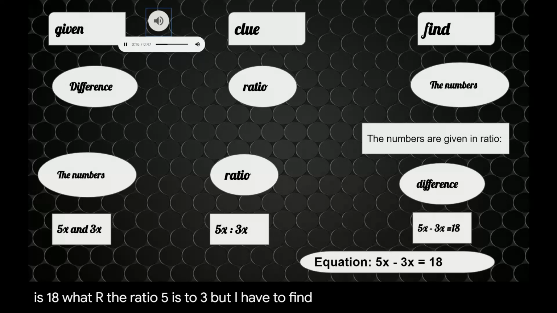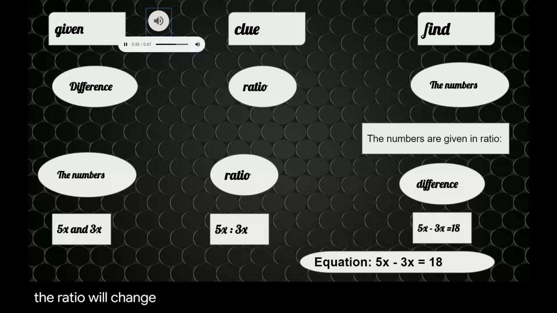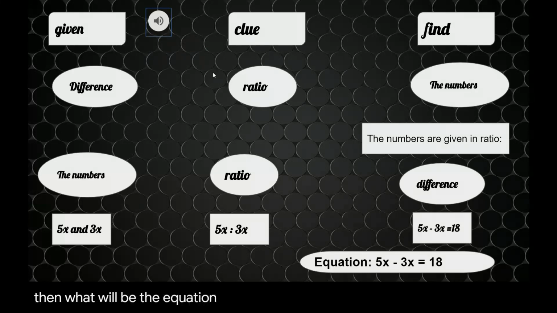What we have to find? The numbers. So first we can take the common factor as x. Here it is given as a ratio, so we can put x in both the numbers. So here the ratio will change to 5x is to 3x. Now what is the difference? 5x minus 3x is equal to 18. Then what will be the equation? 5x minus 3x is equal to 18.